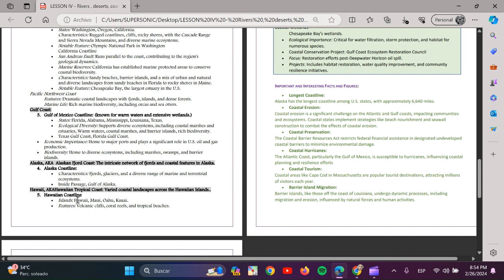The last one we have is Hawaii, aka Hawaiian Tropical Coast. We can find here very diverse coastal landscapes across the Hawaiian islands. And those islands are Hawaii, Maui, Oahu, and Kauai. The features here are volcanic cliffs, coral reefs, and tropical beaches. Absolutely different from the previous one, the Alaska coastline.